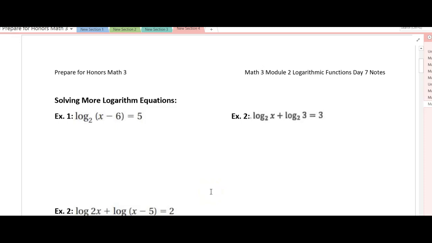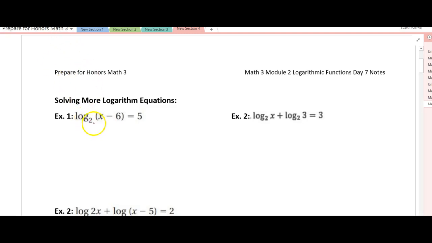All right, welcome back. Day 7 notes, solving some more logarithm equations, okay? We're going to step it up a notch here and put it all together in this lesson. So, first example, this is one that you guys have seen before, right? If you only have one log, these problems are pretty straightforward and easy, okay?